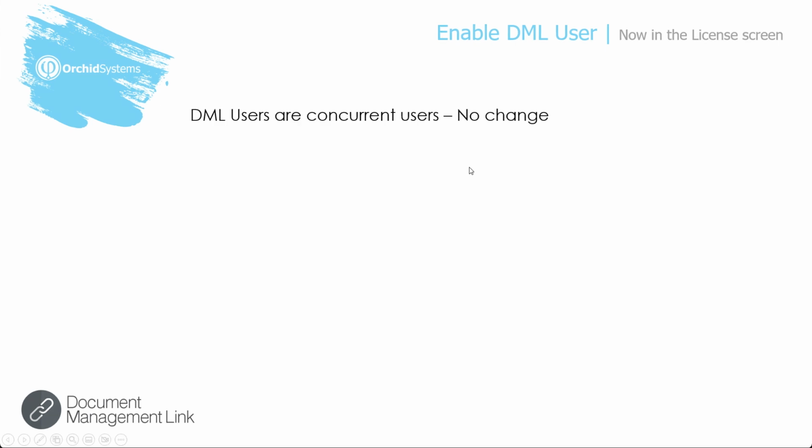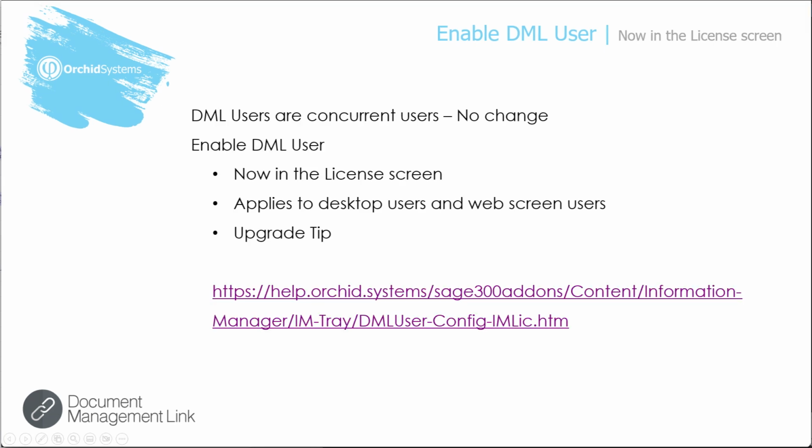The licensing model of concurrent users hasn't changed. However, instead of configuring the DML users in the system tray for each user, you now configure the DML users in the Information Manager license screen. That applies to desktop users and the web screen users. We will look at this and share some tips, and this is documented in the help.